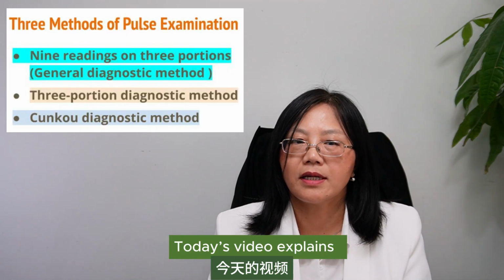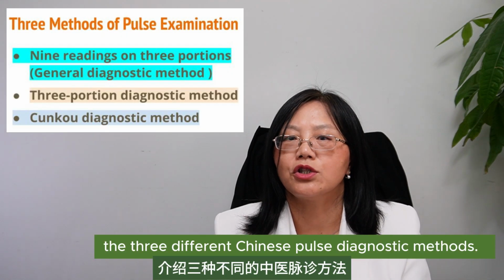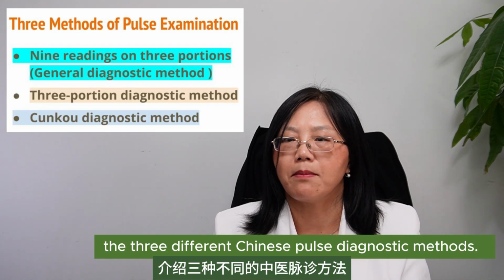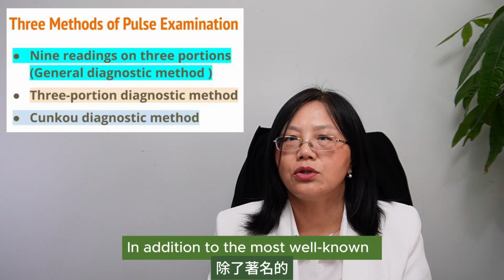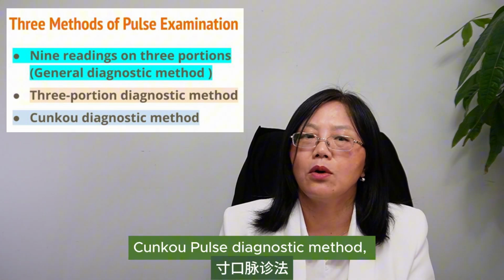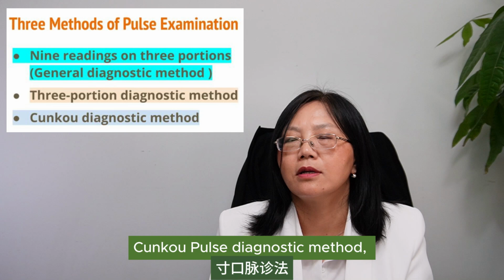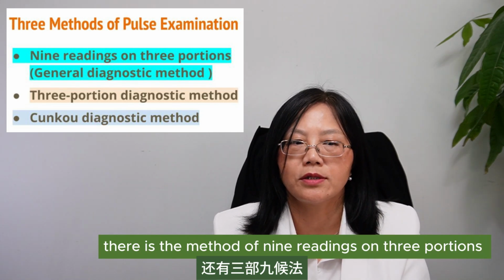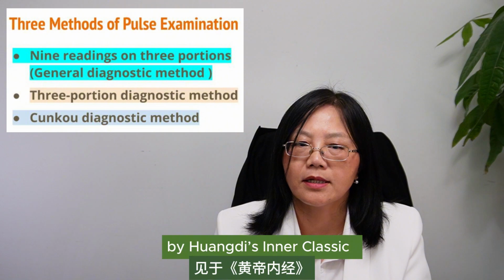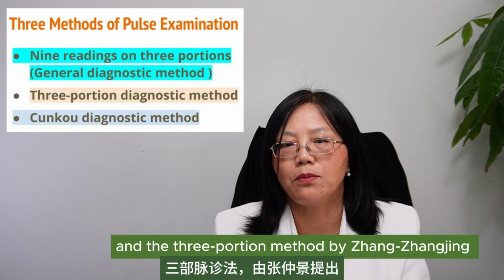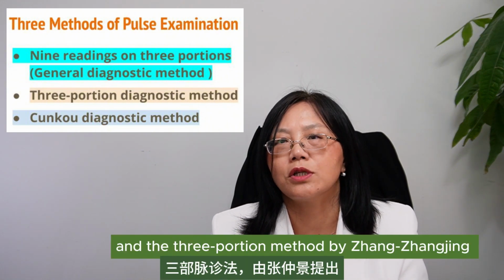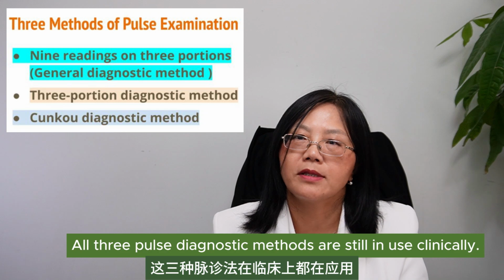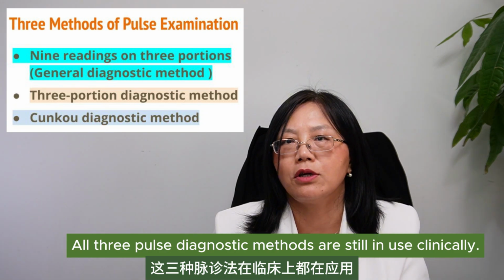Today's video explains the 3 different Chinese pulse diagnostic methods. In addition to the most well-known Cunkou pulse diagnostic method, there is the method of 9 readings on 3 portions from Huangdi's Yin-Classic and the 3-portion method by Zhang Zhongjing. All 3 pulse diagnostic methods are still in use clinically.